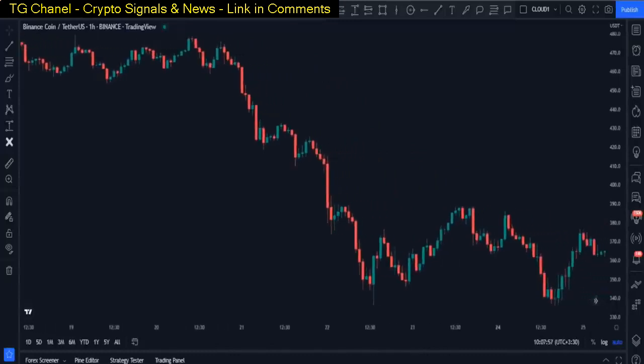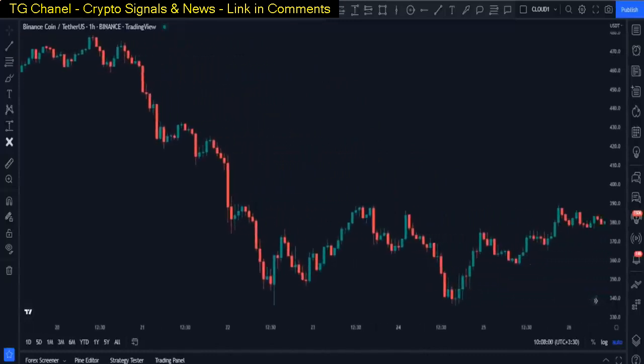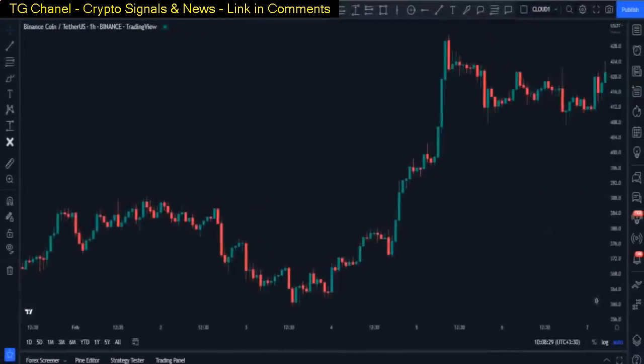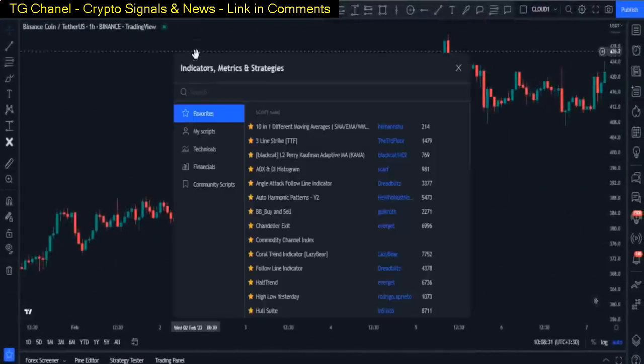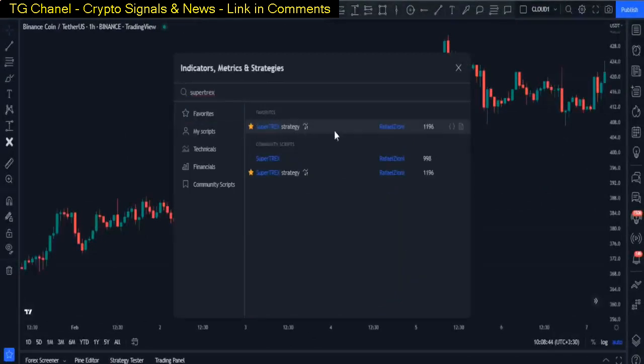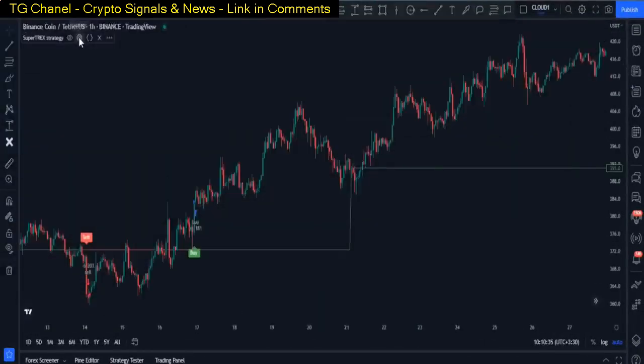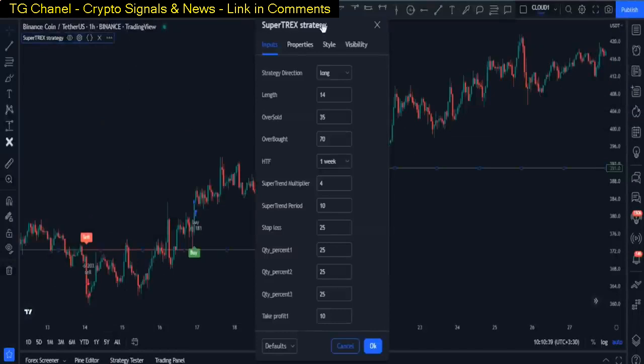Today I'm going to tell you about this amazing strategy that can be used for both scalp trading and long trades. Let's start right away with adding the first indicator. In the Indicators tab, search for Super Trek Strategy and apply it to your charts. Open the settings of this indicator by clicking on the gear icon.